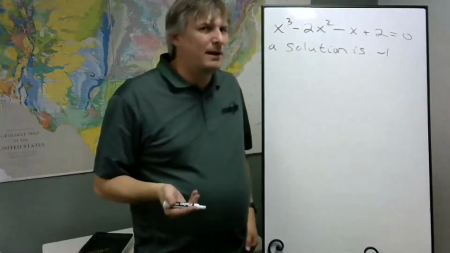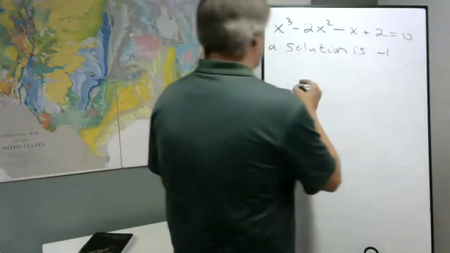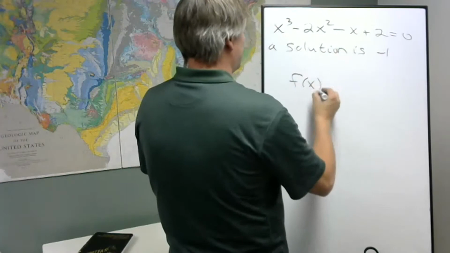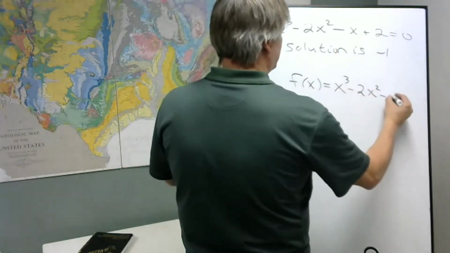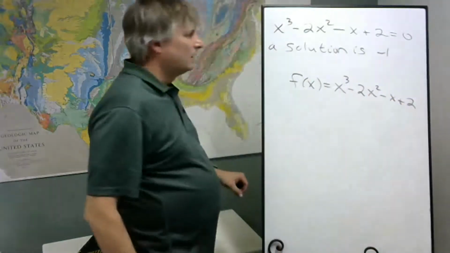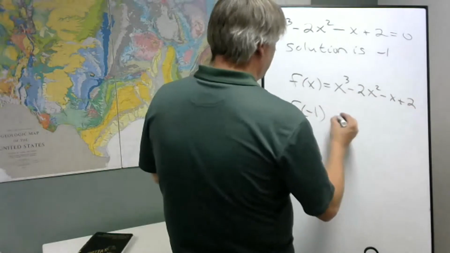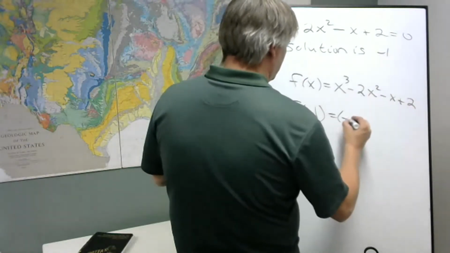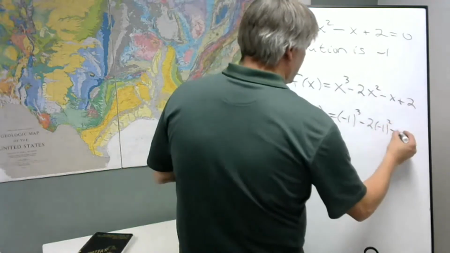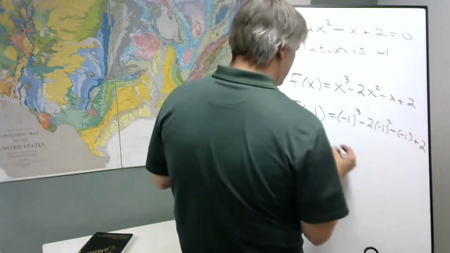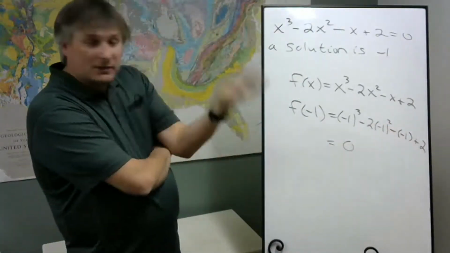So a way you can think about this, let's call this f of x. So f of x is x cubed minus 2x squared minus x plus 2. And so what this is saying is this. F of negative 1, which is going to be negative 1 cubed, minus 2 times negative 1 squared, minus negative 1 plus 2, well, this comes out to 0. And that's what it means exactly.